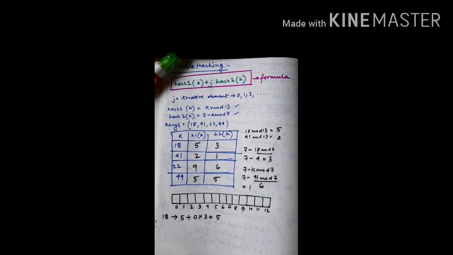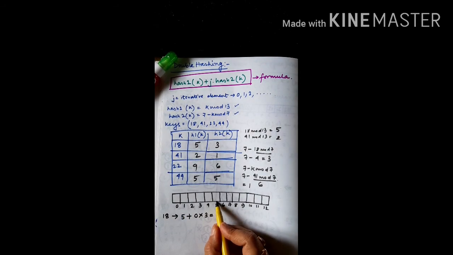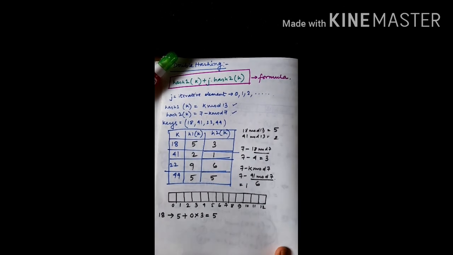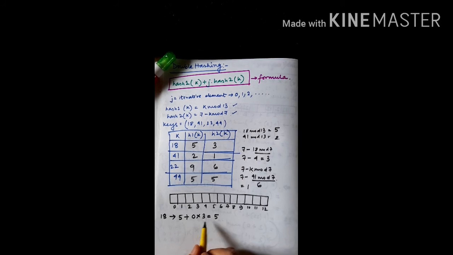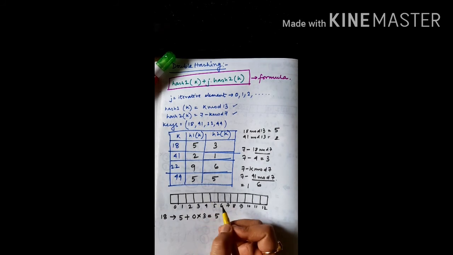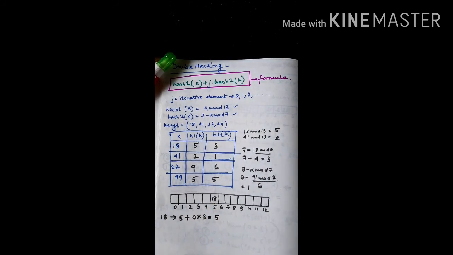Right? So what we will be doing? We will see that this 5 over here is empty. So we will do what? We will simply put the value of 18 in our index location 5. So here we have put the value of 18 in our index location 5.